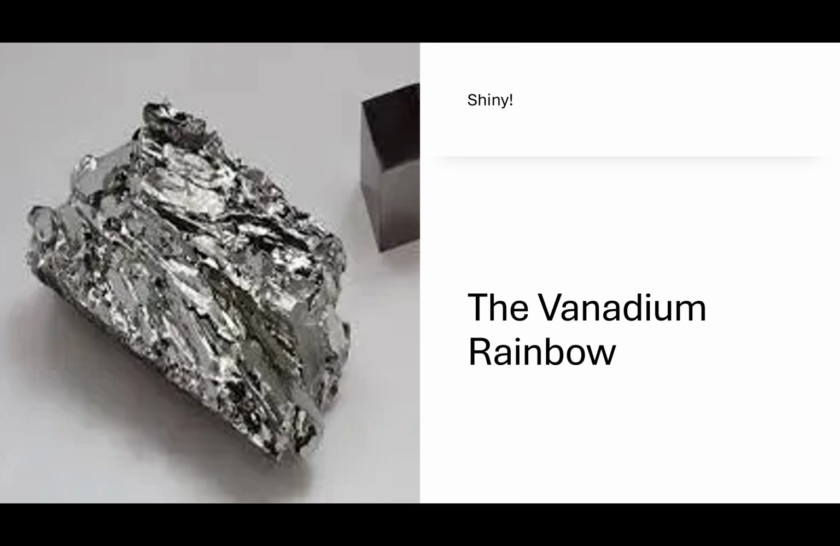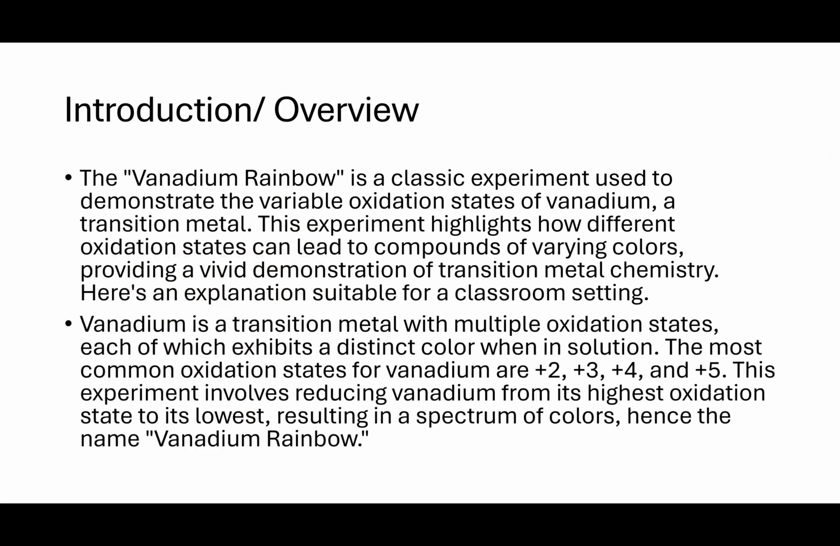Can anybody let me know what the atomic number of vanadium is? What's the atomic number? 23. Lovely. So it's in that first row of transition metals that we're looking at. The vanadium rainbow, as I said, is an experiment that demonstrates the variable oxidation states of vanadium. The main oxidation states we'll look at are usually the plus 2, plus 3, plus 4, and plus 5 oxidation states.